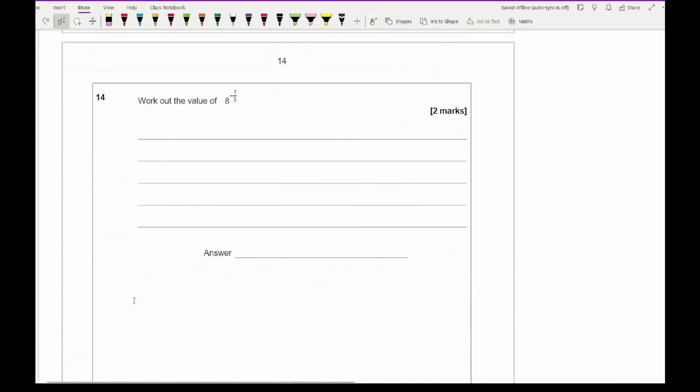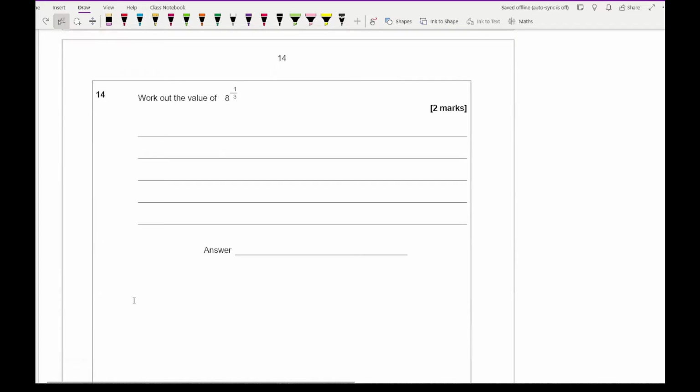Then moving on to question 14, it says work out the value of 8 to the power of minus 1/3. So 8 to the power of minus 1/3. So a minus means a reciprocal. And then we're doing the cube. Anything to the power of a third is basically the cube root. So I'm going to do the cube root of 8. So that's going to give me an answer of 1/2.